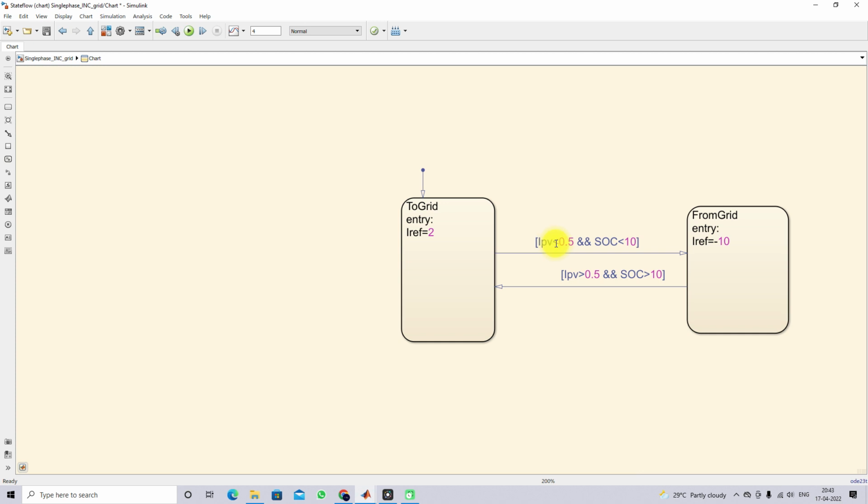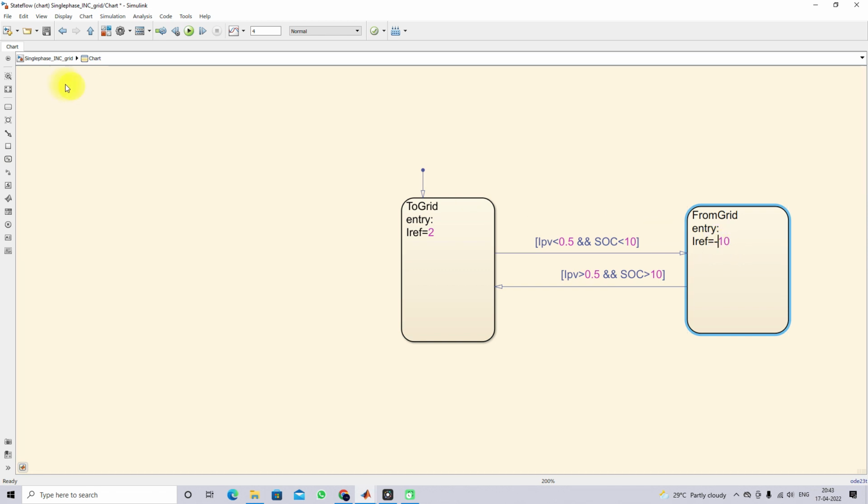If IPV is less than 0.5 and the SOC of the battery is less than 10%, then we are getting the power from the grid. If the solar PV current is more than 0.5 and the SOC of the battery is more than 10, then we are going to send the power to the grid. Here we are sending 2 amps peak current to the grid, and during shortage of power we are getting power from the grid at around minus 10 amps, during grid connected mode.